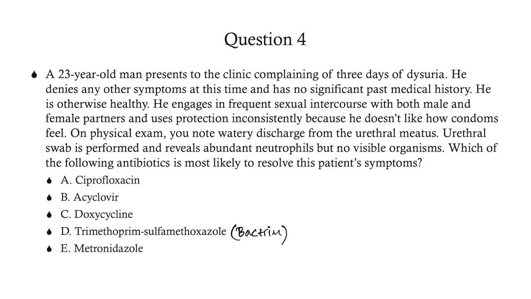On physical exam, watery discharge from the urethral meatus. Urethral swab is performed and reveals abundant neutrophils with no visible organisms. Which of the following antibiotics is most likely to resolve this patient's symptoms? A. Ciprofloxacin, B. Acyclovir, C. Doxycycline, D. Trimethoprim sulfamethoxazole, also known as Bactrim, or E. Metronidazole. All right, so let's see what the right answer is.